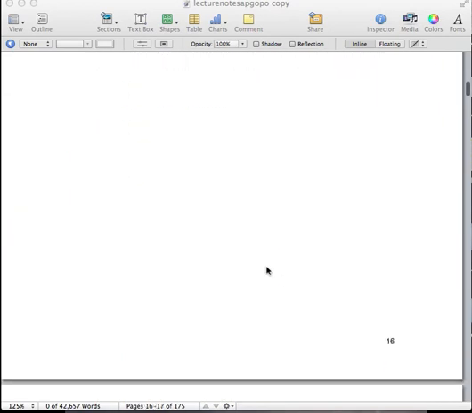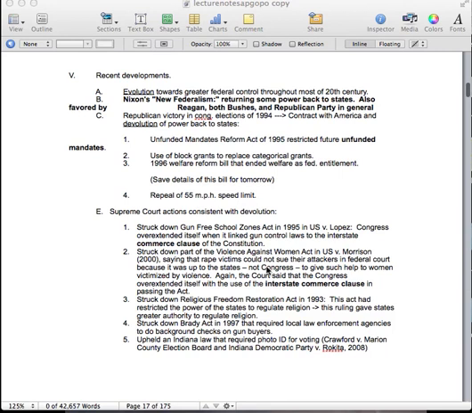Now I'm going to quickly go over the recent developments, and that's the devolution. The devil in devolution, if you remember that article, and the evolution towards greater federal control through most of the 20th century. That's what we have. But Nixon's new federalism returned power back to the states, and that's what the devolution revolution is. It's the new federalism. We're giving power back to the states, favored by Reagan, both Bushes, and the Republican Party in general, because the Republican Party wants stronger state government.